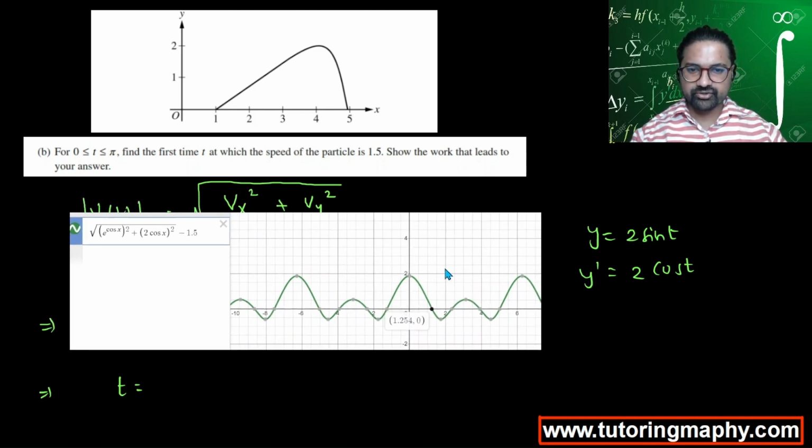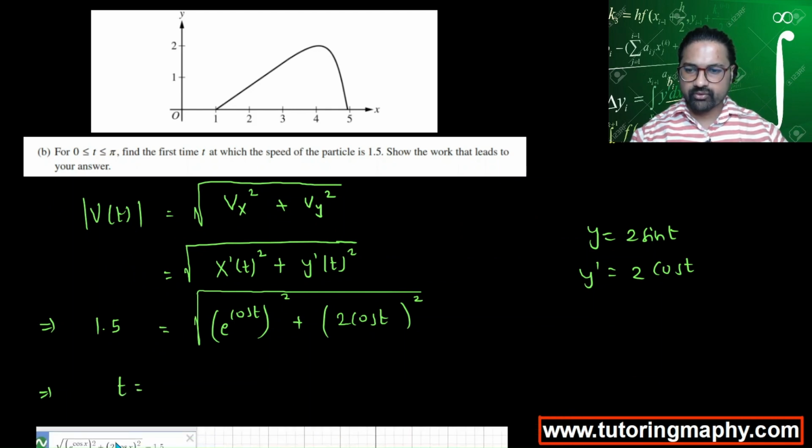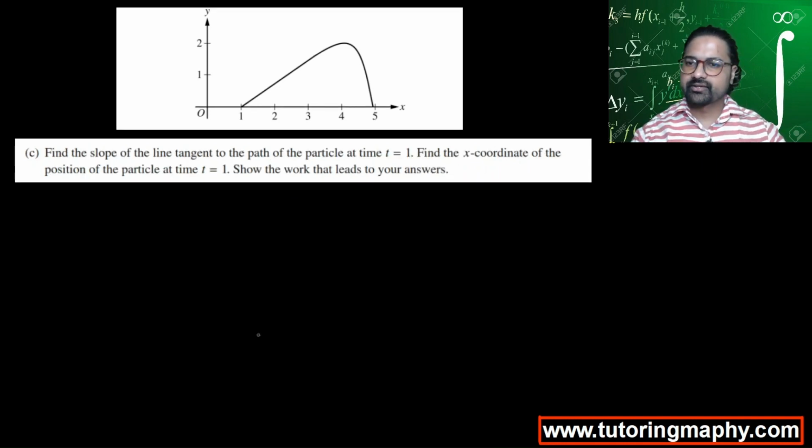So this is 1.254. I'm going to move this down. So 1.254 is my answer, which I'm going to write over here. 1.254 is the first time at which the speed of the particle becomes 1.5 units. I hope this makes sense. Let's move ahead to the next question.